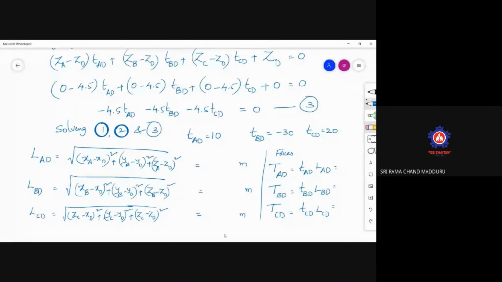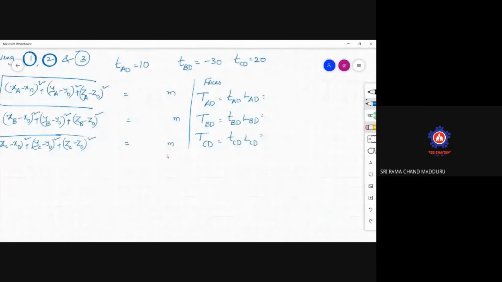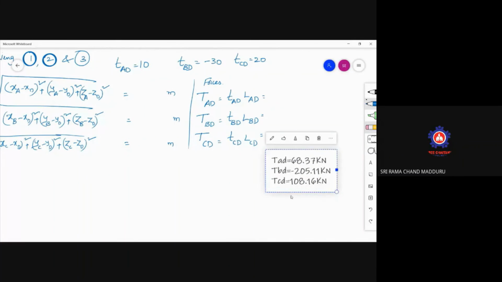PD is under compression. So the answers are here. So these are the answers. TAD is under tension. This is under compression. This is under tension. So this is how we solve the problem.